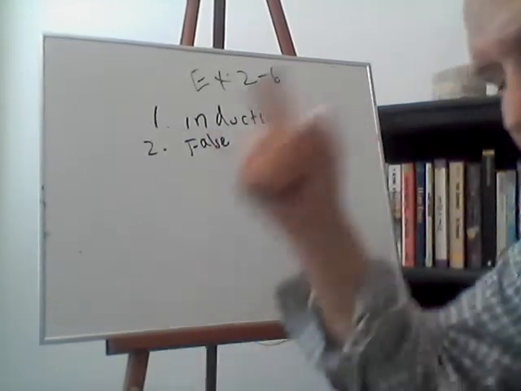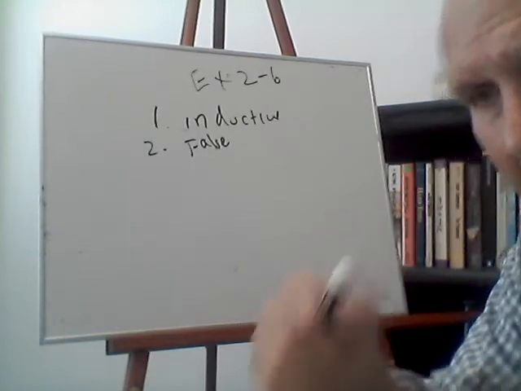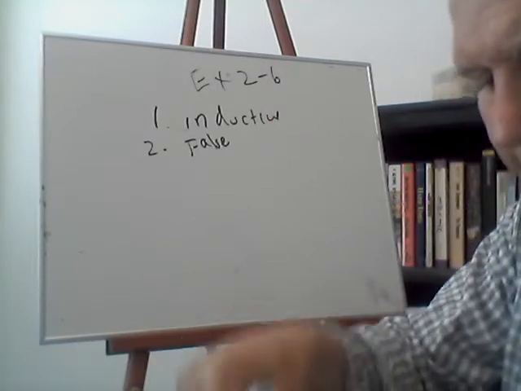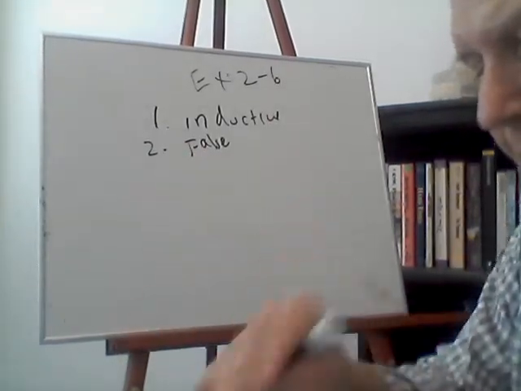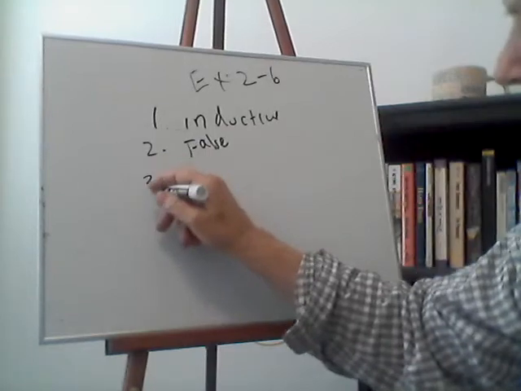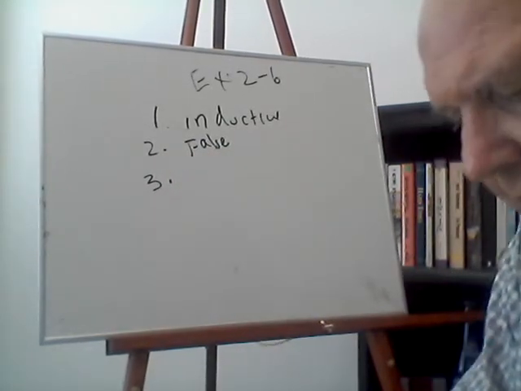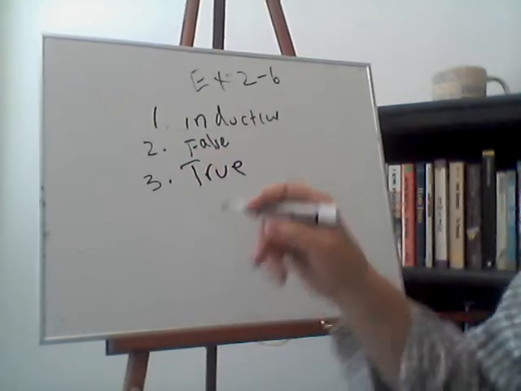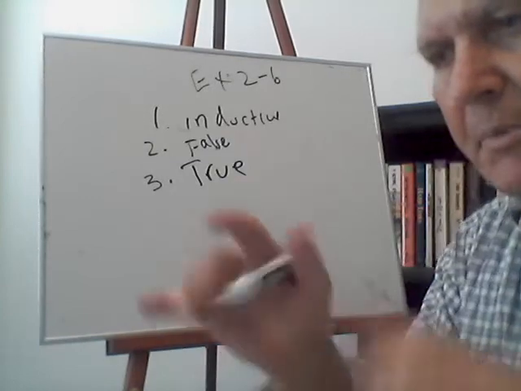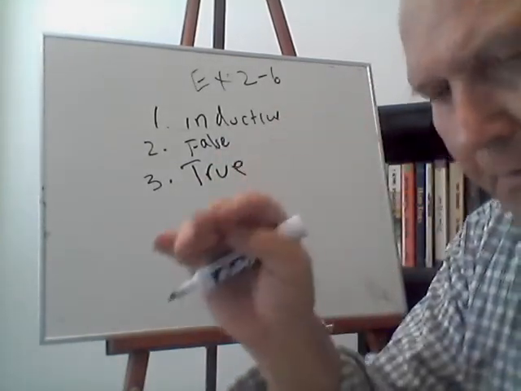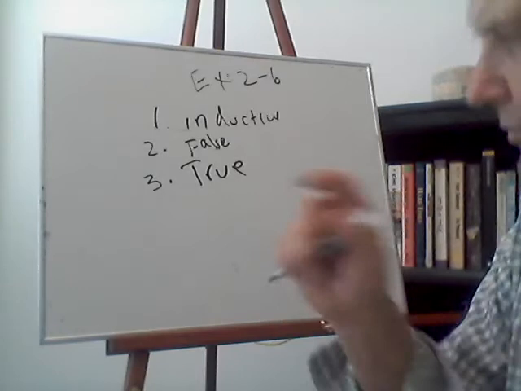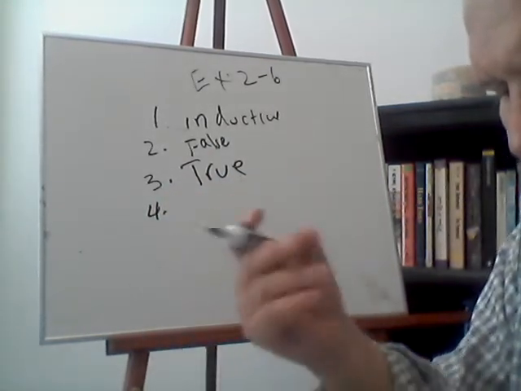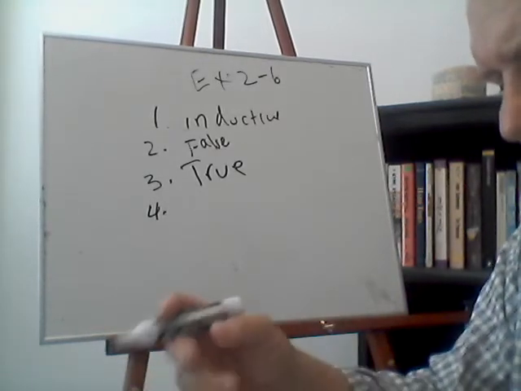All sound arguments are valid, right? But all valid arguments are not sound, because if the argument is valid and doesn't have a true premise, if one of the premises is not true, it's not sound. So 2 is false. Number 3, all sound arguments are valid arguments. That's true, because you have to remember that a sound argument is valid plus all the premises are true. So every sound argument is valid. So 3 is true.